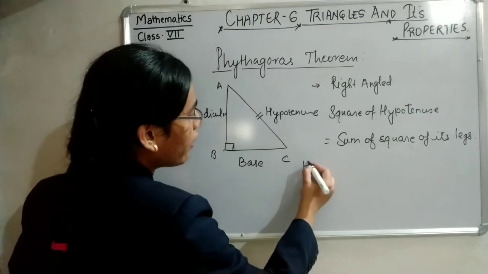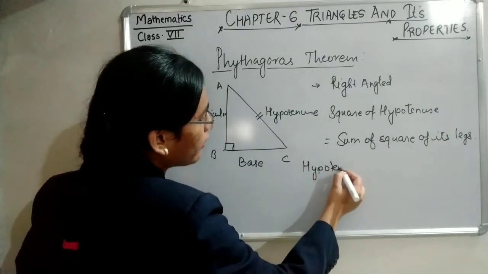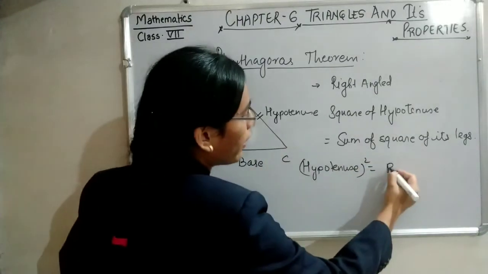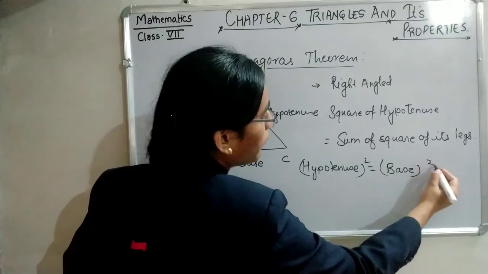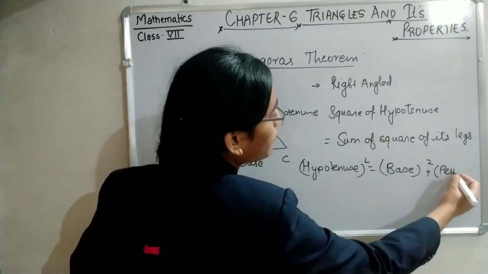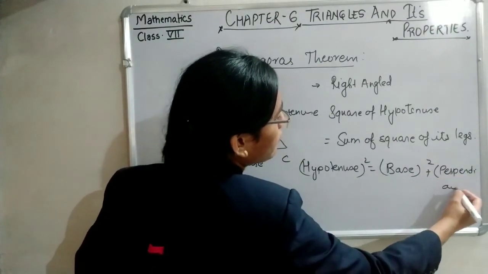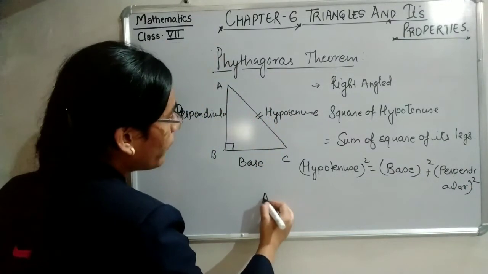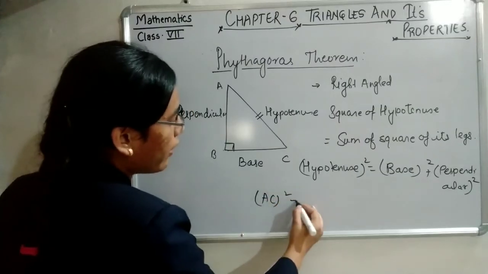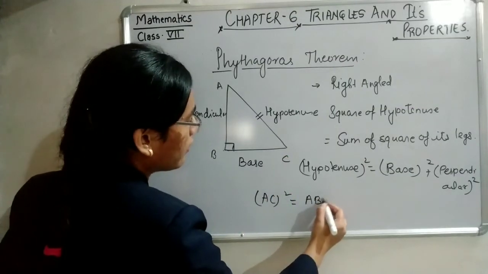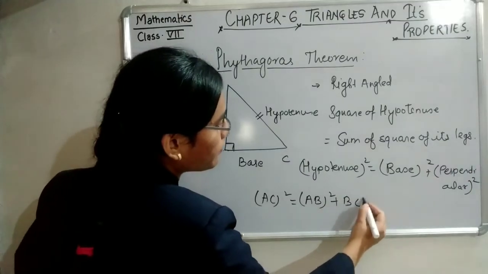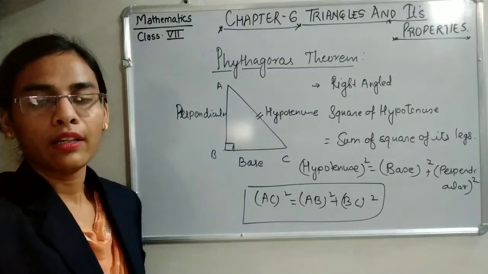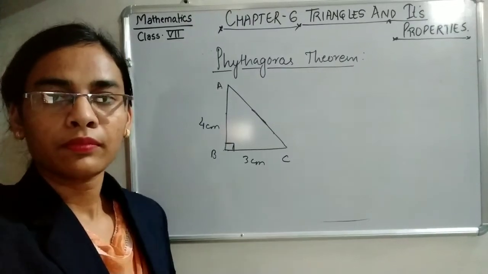So here we have hypotenuse square is equal to base square plus perpendicular square. So in this, the hypotenuse is AC. AC square will be equal to AB square plus BC square, which is the Pythagoras theorem for a right angle triangle. We will now try some examples of it.